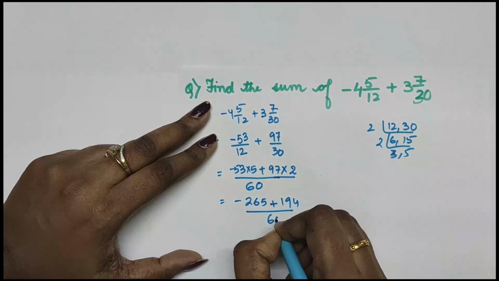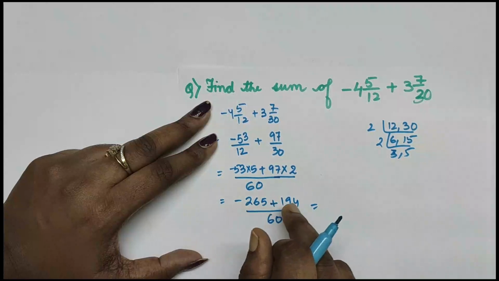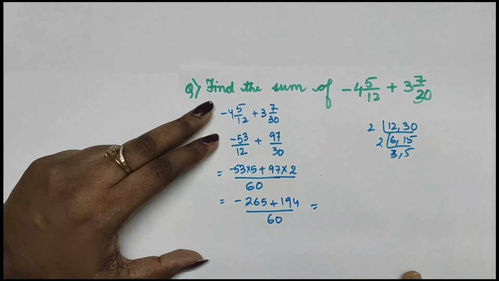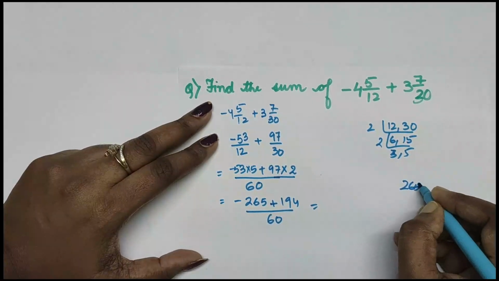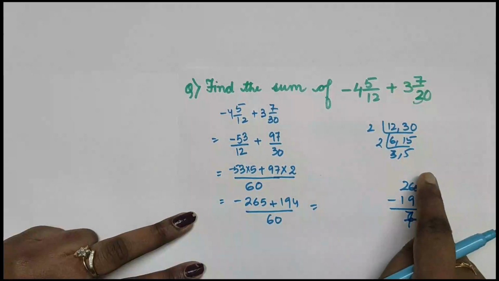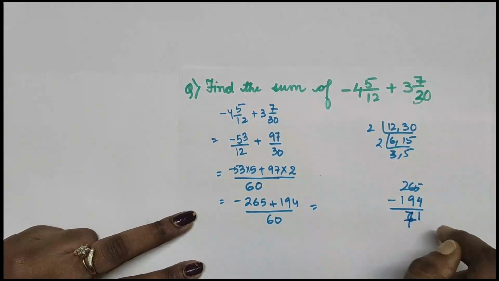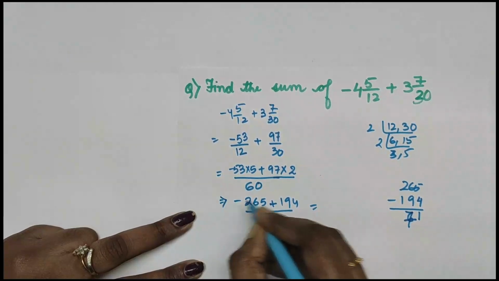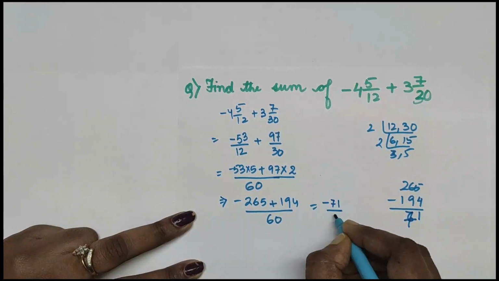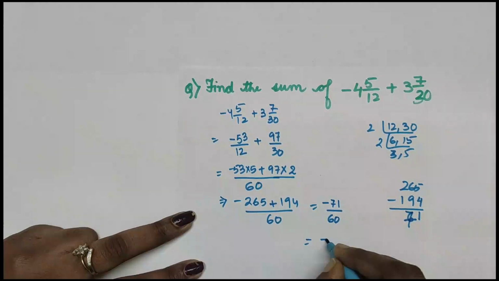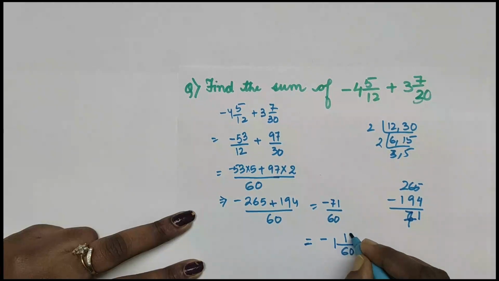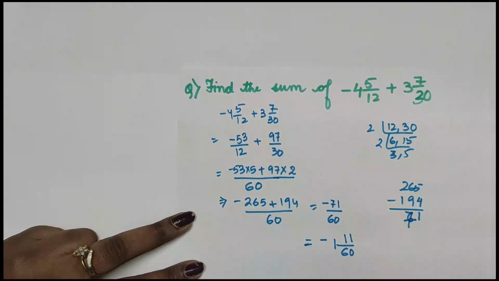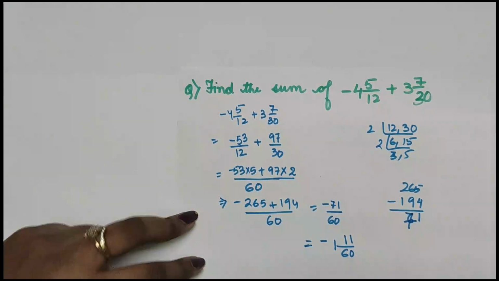So I get this. As it is one positive and one negative, you know the operation to be performed is minus. So we do a minus. When we solve it, 265 minus 194, we get 71. So the greater number's symbol will be taken. So that is minus 71 by 60. So I can reduce it into the mixed form. That is 60 ones are 60 and 11 will be the remainder. So this becomes a solution.